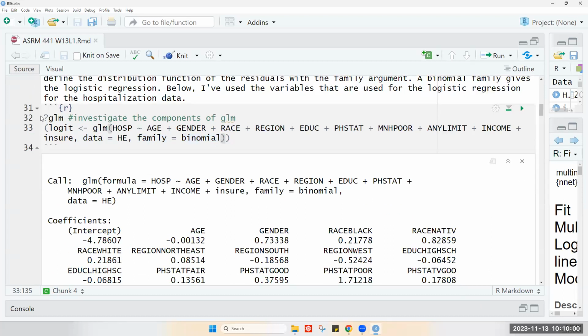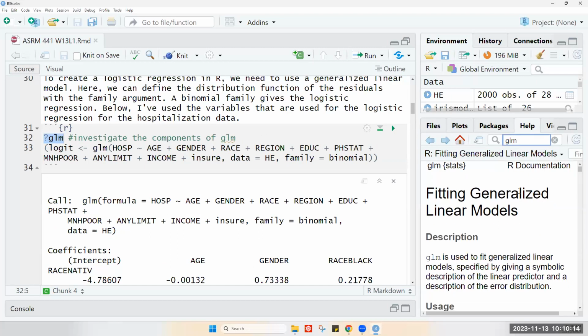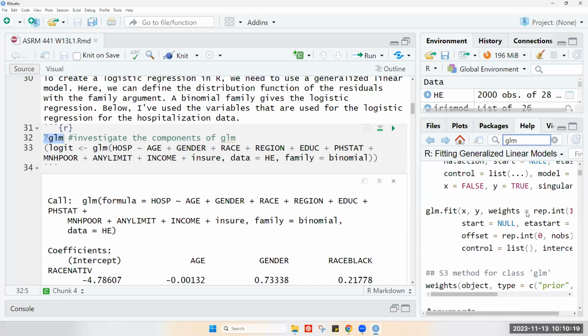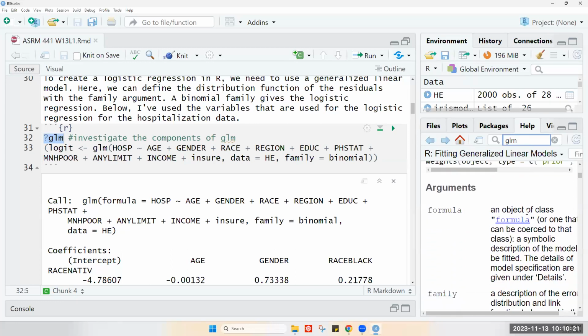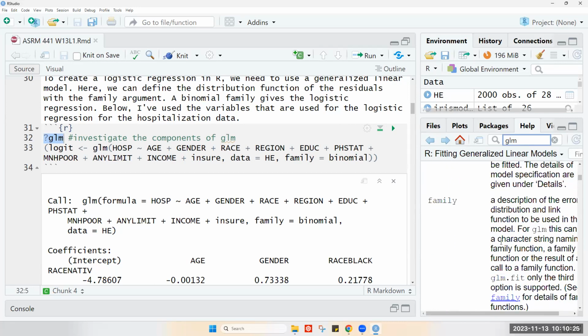So this first piece of code brings up the help menu for GLM, which I have over here. And you can see that it has some similar ideas to the linear models. You need a formula, you need to include some data. The additional thing that we're going to be working with is the family.